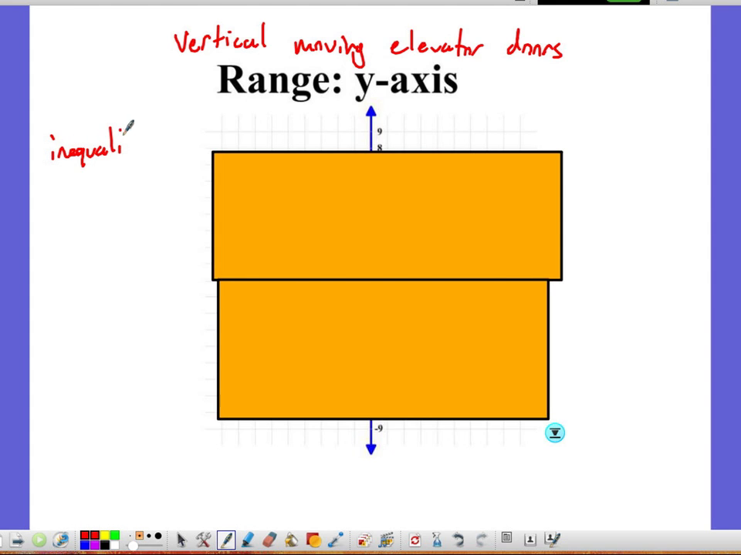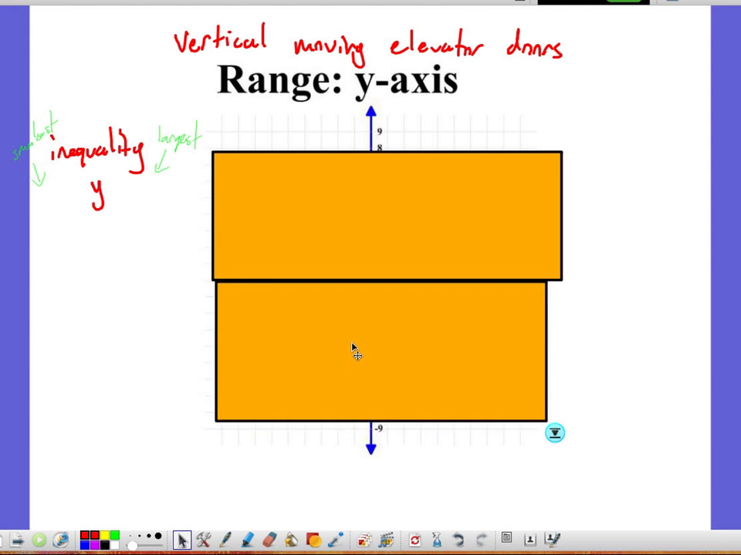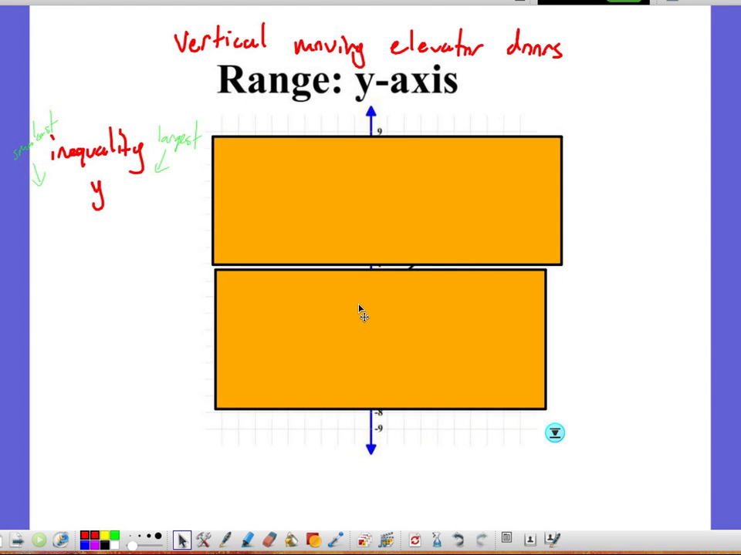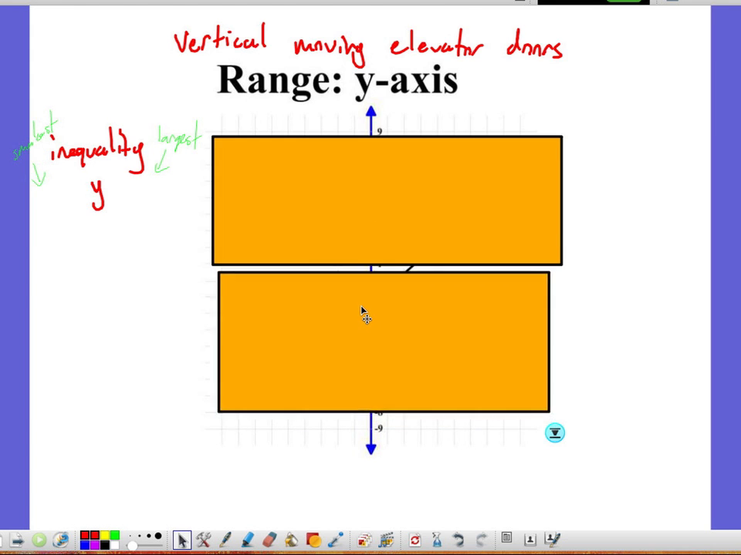Inequality. Since we're using the y-axis, we're concentrating on the y-axis, we use our variable y. And just as we did with the domain, our smallest value is going to go on the left and our largest value is going to go on the right. If we want to find our smallest value, we need to move the bottom elevator door and see where it stops at.